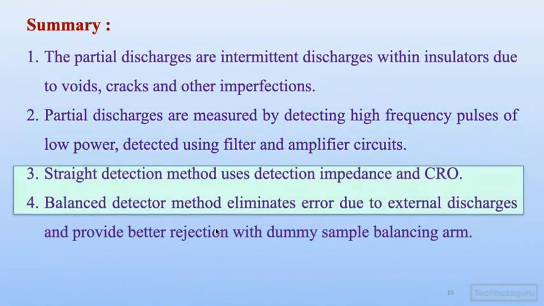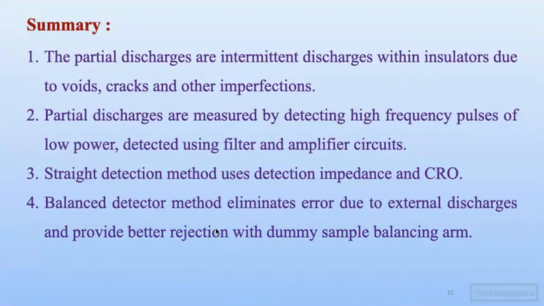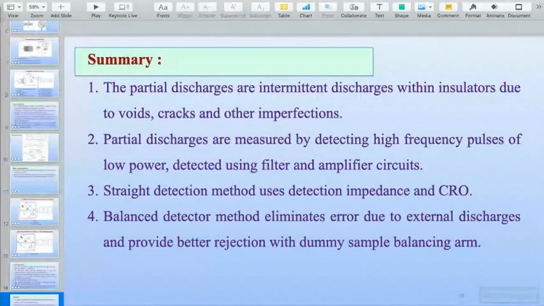The straight detection method uses detection impedance and CRO. So the first method was straight detection. It uses detection impedance along with CRO, and the balanced detector method eliminates the error due to external discharges. Noise को कम करता है and provides better rejection with the dummy sample balancing arm. So this is what we have understood with respect to partial discharge measurements for insulators. Okay, so let me just come back to the interaction.